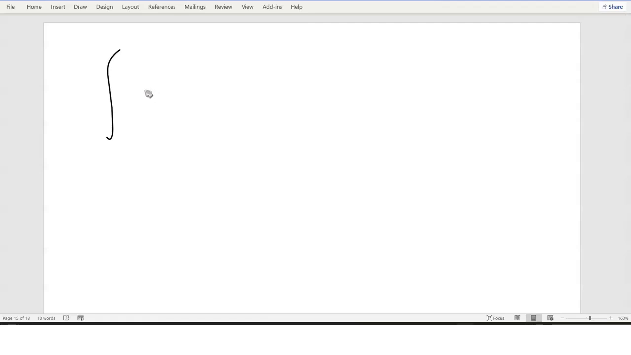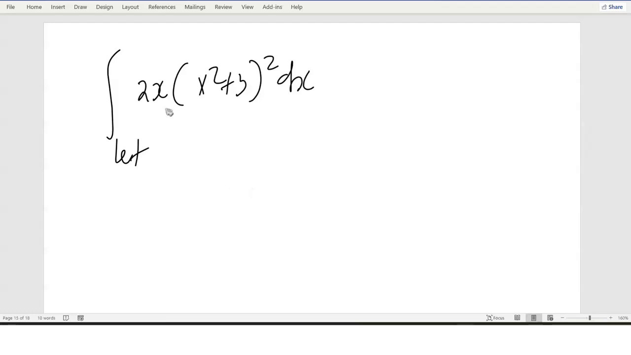Integrating 2x into (x squared plus 3) squared with respect to x. When I look at what is inside and what is outside, I see there is a u substitution. You can immediately say, because if I substitute for du, I'll have something like 2x divided by something x, then the x's cancel and I'll remain with only u. So let x squared plus 3 equal u.